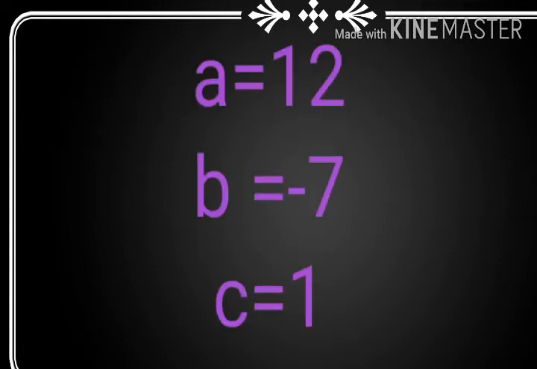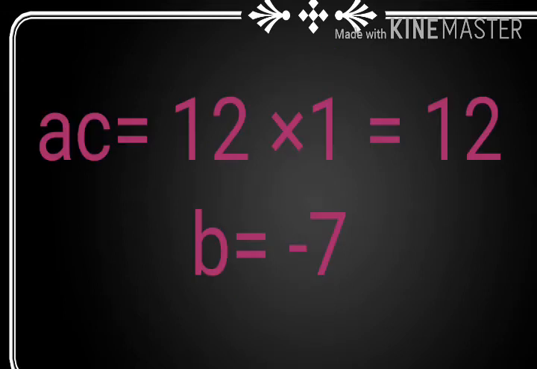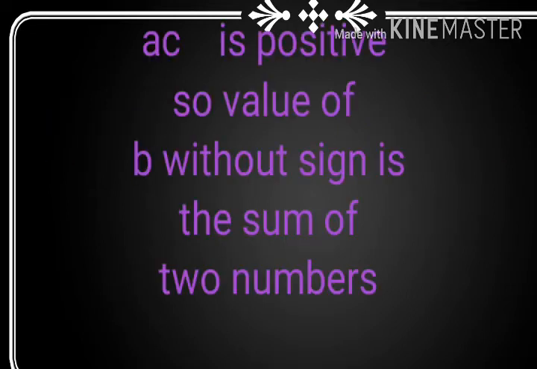Okay, for that first we want to take A and C. What is A? That is the coefficient of x square. Then what is B? Coefficient of x. Then C is the constant. So first of all we want to take A into C. Multiply A and C. So here A is 12 and C is 1. So 12 into 1 is 12. So here the product is positive.